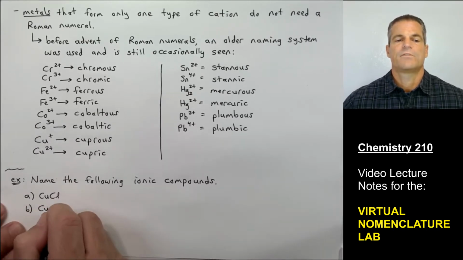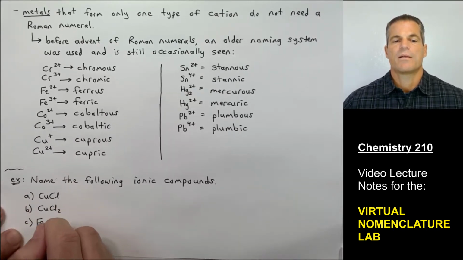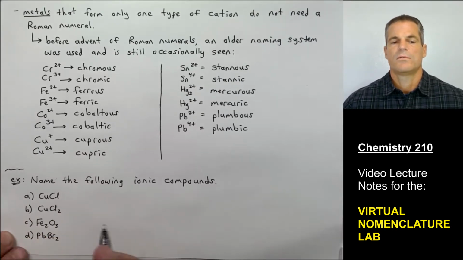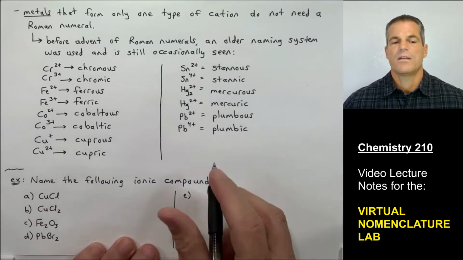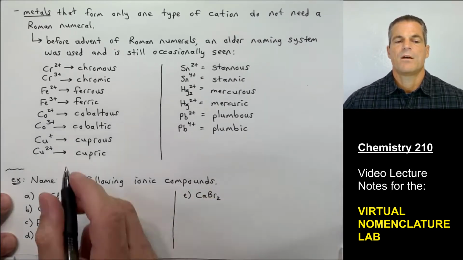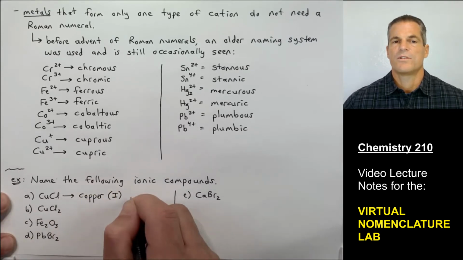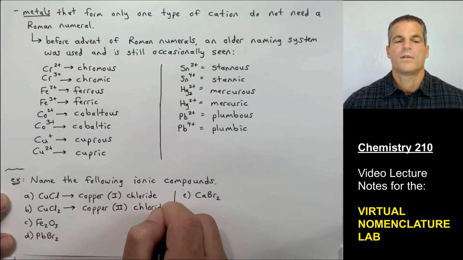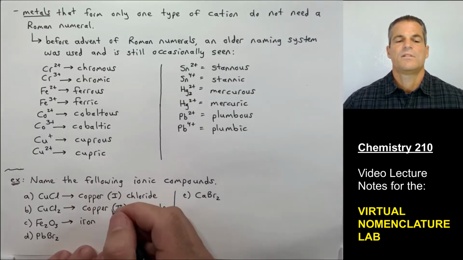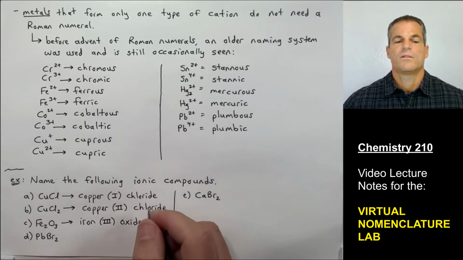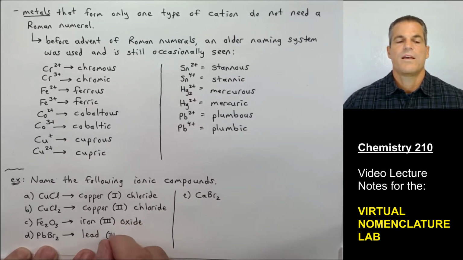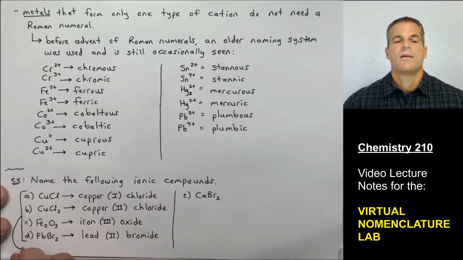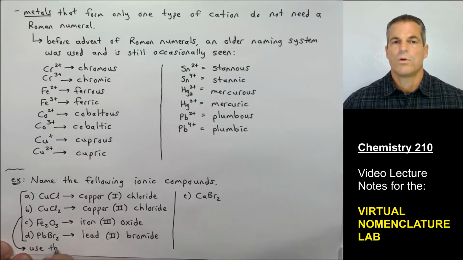All right, let's do an example. Name the following ionic compounds: CuCl, CuCl2, Fe2O3, and PbBr2. Well, we know the charges of Cl, O, and Br, right? So we can use those to help us. CuCl is copper 1 chloride, CuCl2 is copper 2 chloride, Fe2O3 is iron Roman numeral 3 oxide, and PbBr2 is lead 2 bromide.